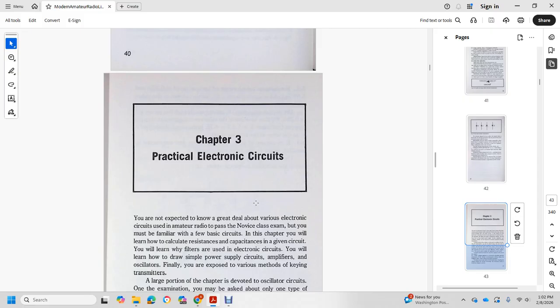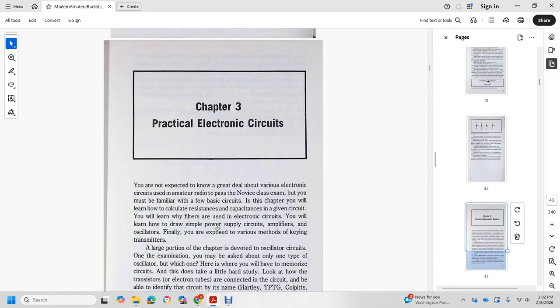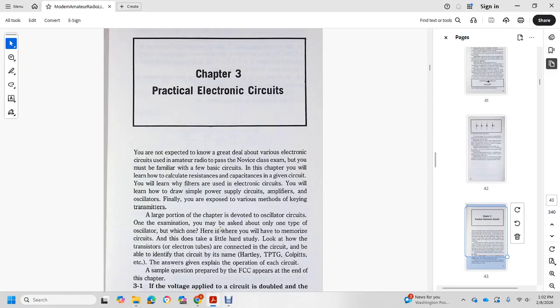In this chapter you will learn how to calculate resistance and capacity in a given circuit. You'll learn about filters used in electronic circuits. You will learn how to draw simple power supply circuits, amplifiers, and oscillators, and finally be exposed to the various methods of keying a transmitter. The longer portion of the chapter is devoted to oscillator circuits.